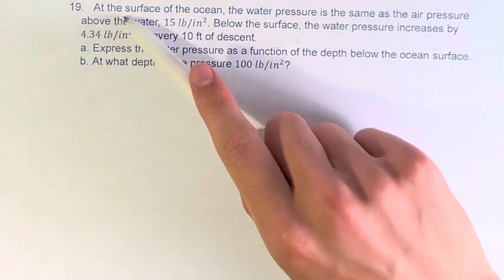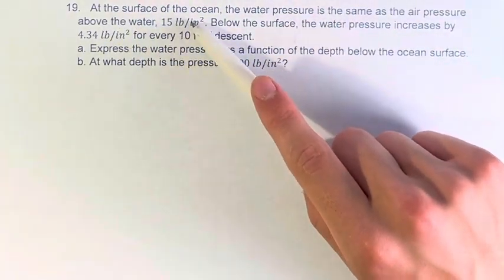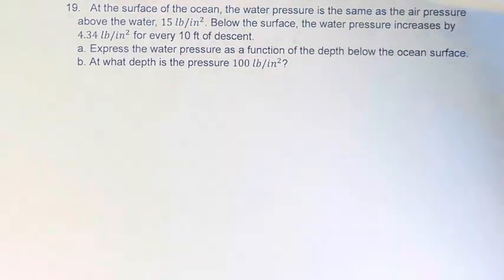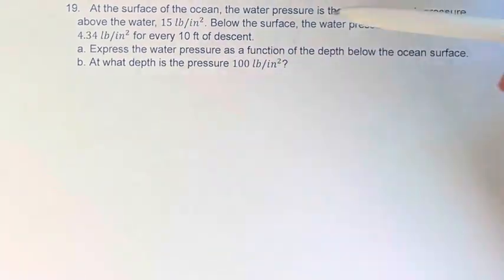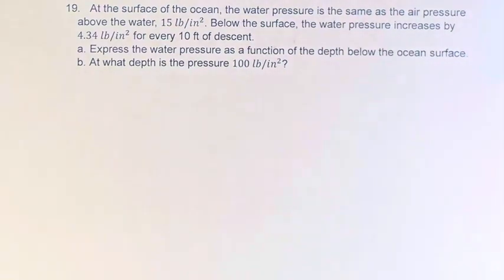In this problem, we're told at the surface of the ocean, the water pressure is the same as the air pressure, 15 pounds per square inch. Below the surface, the water pressure increases by 4.34 pounds per square inch for every 10 feet of descent. So first we're asked to express the water pressure as a function of the depth below the ocean surface.